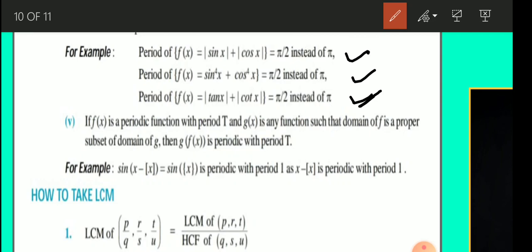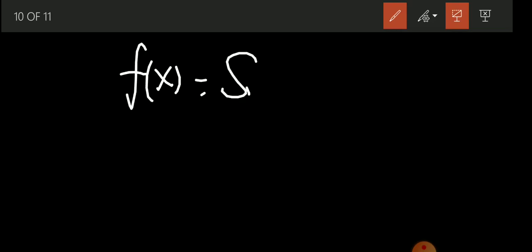So you see here, and one more very important point: if f(x) is periodic with period T and g(x) is any function such that the domain of f is a proper subset of the domain of g, then g of f(x) is periodic with period T. It means that inside the function, the period is what you have to consider. Let's take an example: f(x) equal to sine of the fraction part of x.